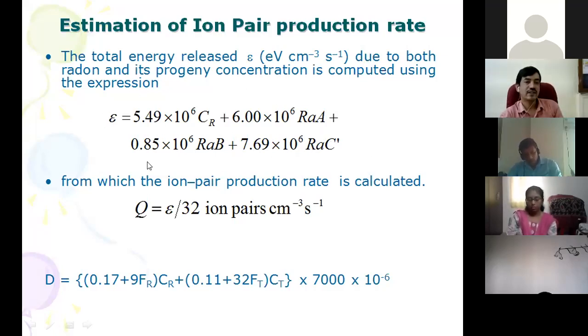This is the total energy of the radon and its progeny. This is the number of ion pairs created, the number of ionizations done by these elements. That means energy divided by 32 electron volts per ion pair.